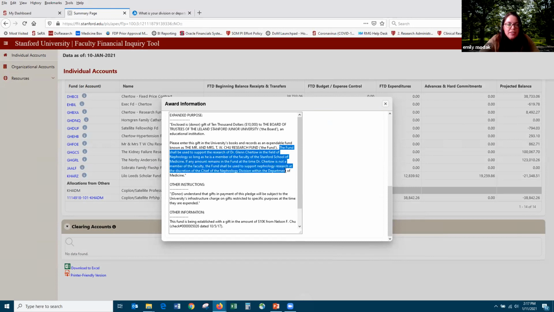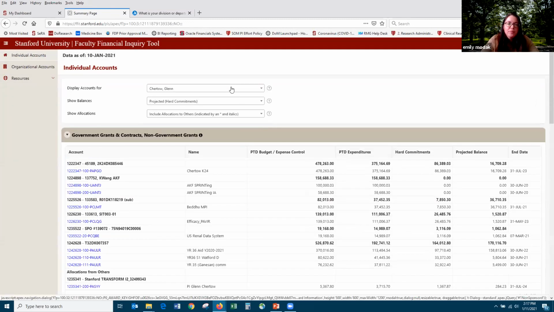If any amount remains and Dr. Chertow is not a member of the faculty, the fund should be used to support nephrology research at the discretion of the chief. So that's a really broad fund authorization. There's not too much to worry about there.